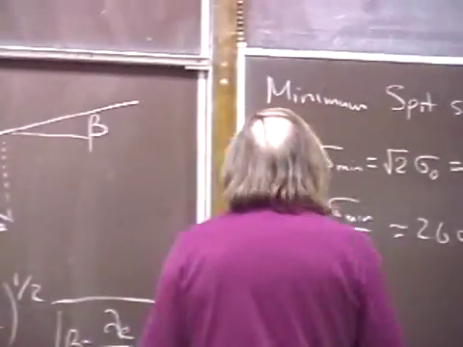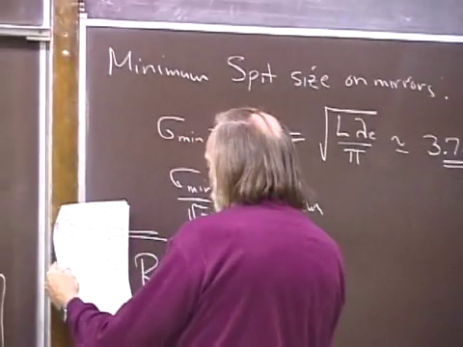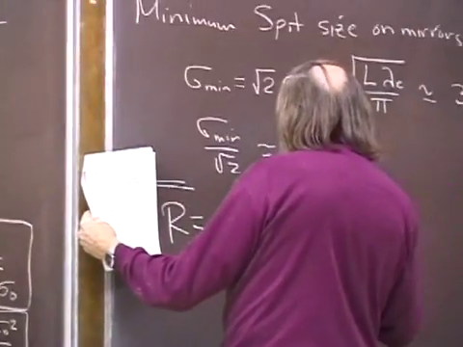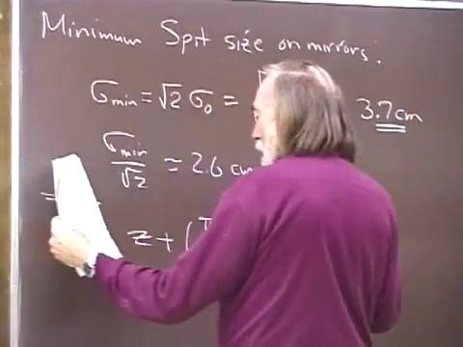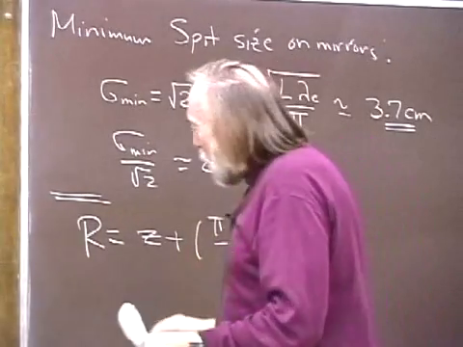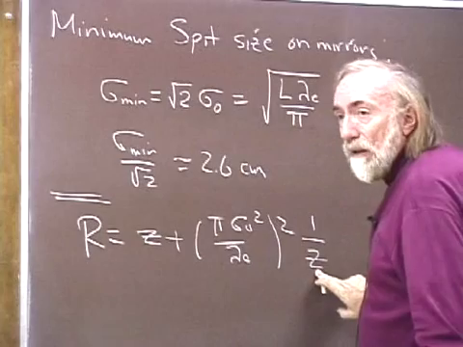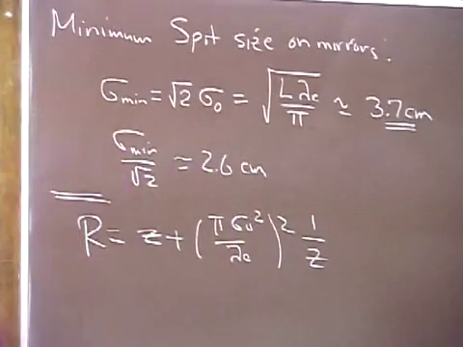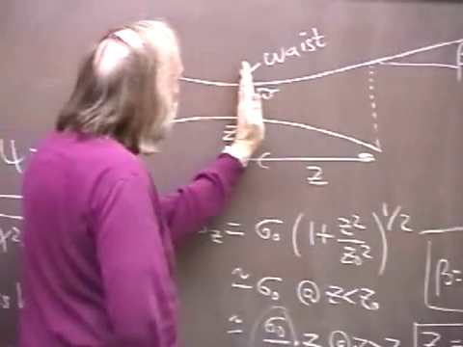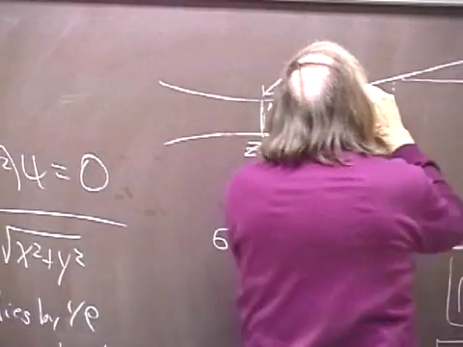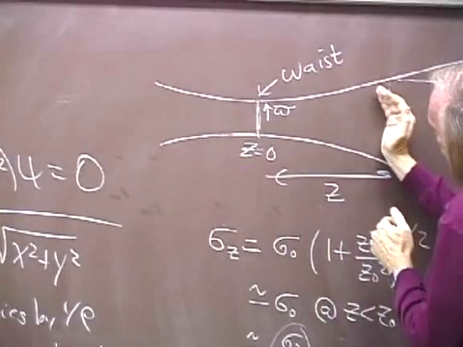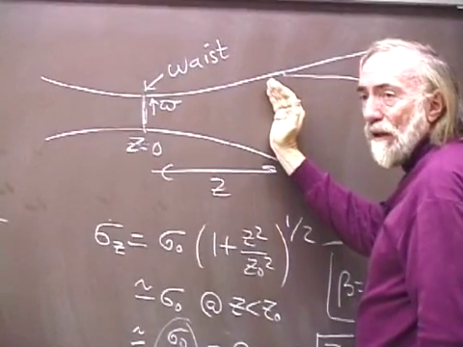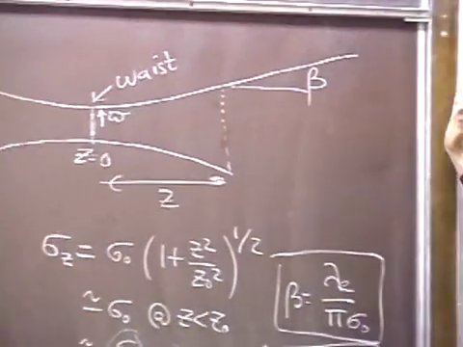Finally, the radii of curvature of the phase fronts can be shown to be, and this will be in the exercises, z plus pi sigma naught squared over lambda e quantity squared, times 1 over z. This is a radius that is infinite when z is 0, and infinite when z is infinity, which just says that you go from a flat beam to something that begins to be curved as it's spreading out. Maximum curvature is reached at about the point where it has spread by a factor of square root of 2, and then it flattens again as you get out very far away.